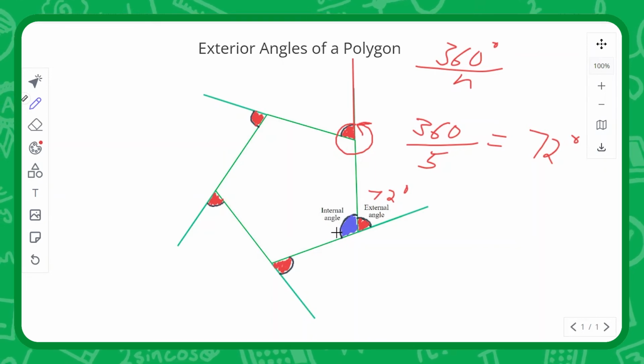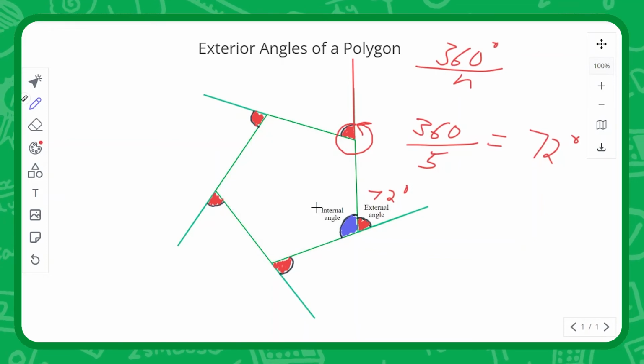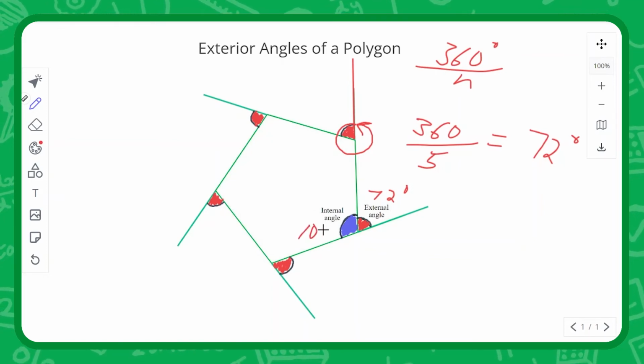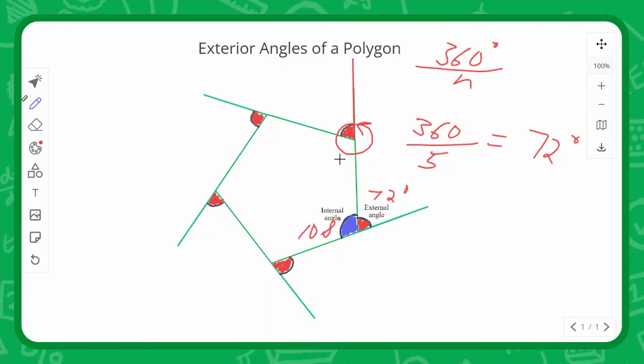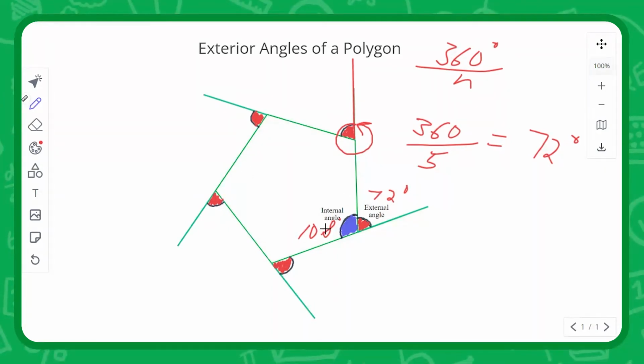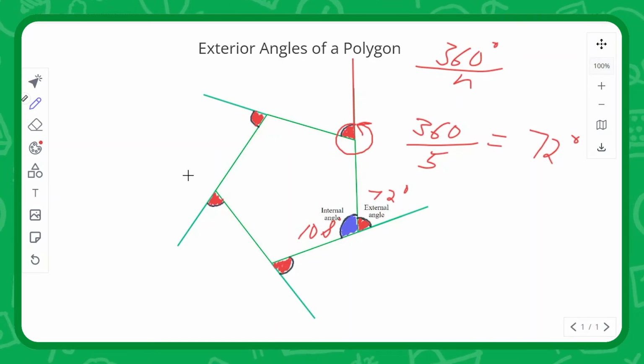To find the internal angle of a regular polygon, then you just do 180 degrees, take away the exterior angle, which in this case is 108 degrees. So we know that one interior angle of a regular pentagon is 108. And you could do this for any polygon, as long as it's regular.